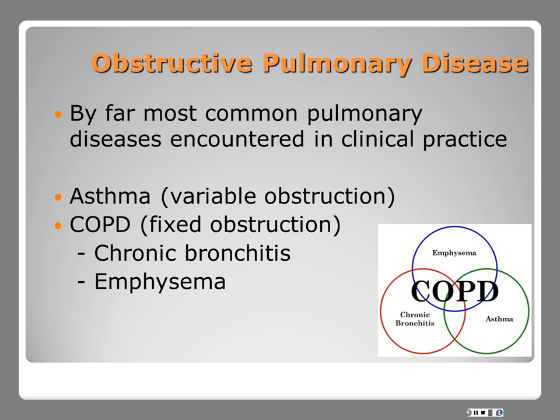Number one prevalent in the population is obstructive pulmonary disease. It's by far the most commonly encountered in our practice, and is comprised of various subgroups. Asthma, which has variable obstruction to the airways, and COPD, which is fixed obstruction, and that can also be either chronic bronchitis as a kind of subtype or emphysema.